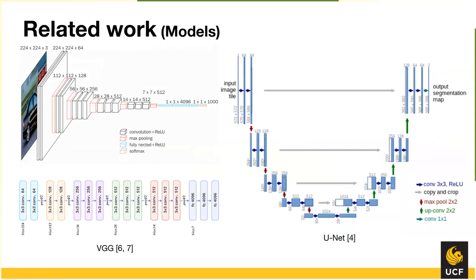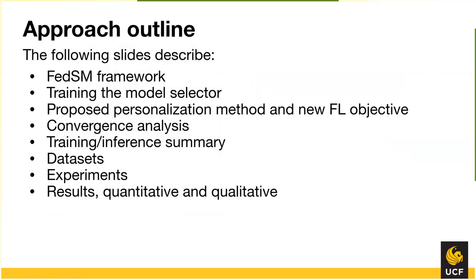These are the models used by the authors in this work. The left is VGG, which is just a typical convolutional neural network. And the right shows the 2D UNet, which we also covered in class. So yeah, these are the main components of the approach. The authors introduce a framework for a personalized model. I'll discuss how they train their model selector, cover their personalization method and the new objective, talk about a convergence analysis that they do, go over their training and inference algorithms, and talk about their datasets, experiments, and results.